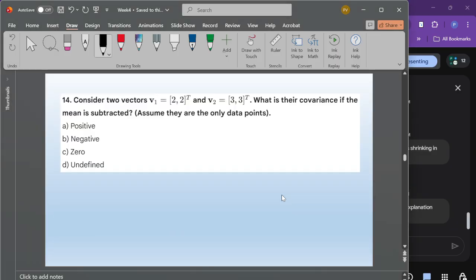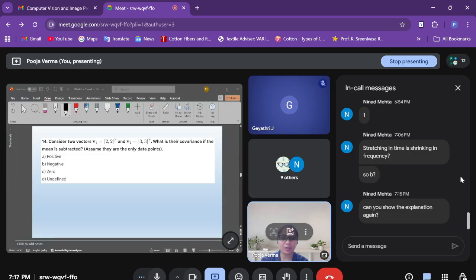Now the next question is, consider two vectors, v1 is 2 and 2 and v2 is 3 and 3. What is their covariance if the mean is subtracted? Assume they are the only data points. So is it positive, negative, 0 or undefined? What will be the value of their covariance if the mean is subtracted?